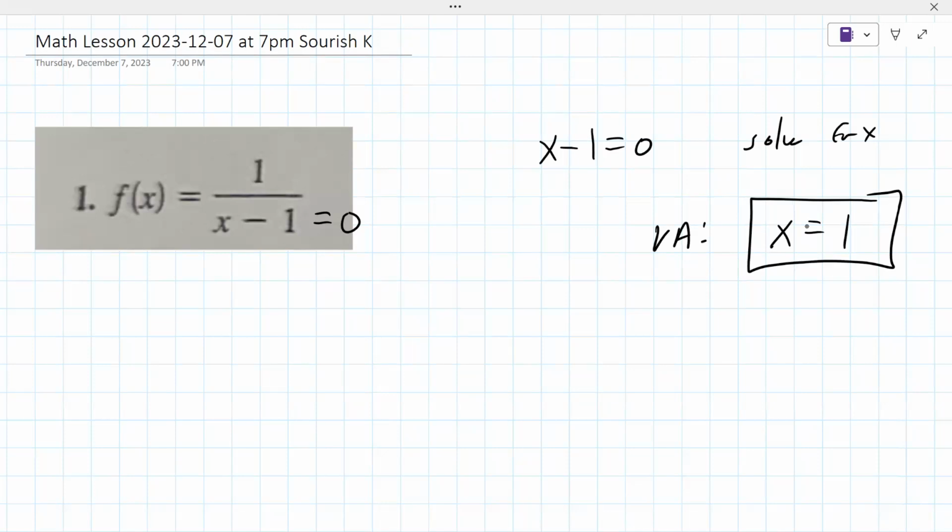Now we didn't do hardly any problems like this the other day, but do you want to take a shot at what is the horizontal asymptote? The horizontal asymptote is y equals b.